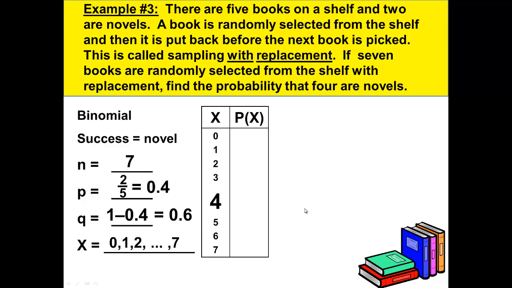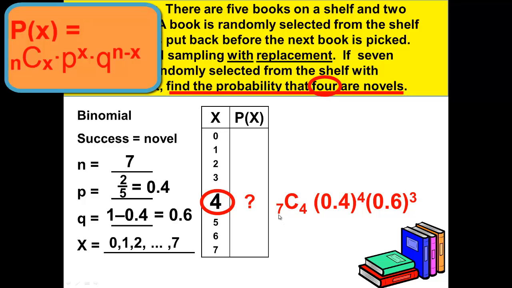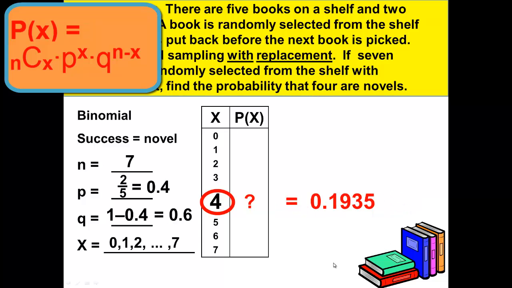We will want to draw a chart, and since our problem asks the probability that 4 are novels, we're looking for exactly 4. Find the probability that 4 are novels. 7 is our total. 4 is what we're looking for. So that 4 will go here, and 7 minus 4 gives me the 3 that goes here. 0.4 is the probability of success. 0.6 is the probability of failure. That gives us 0.1935.